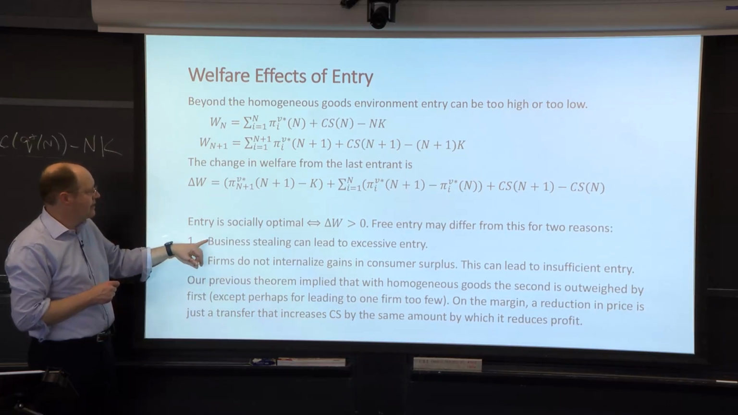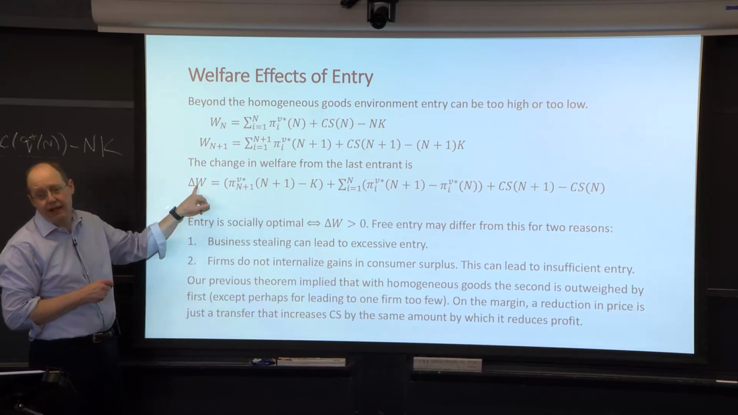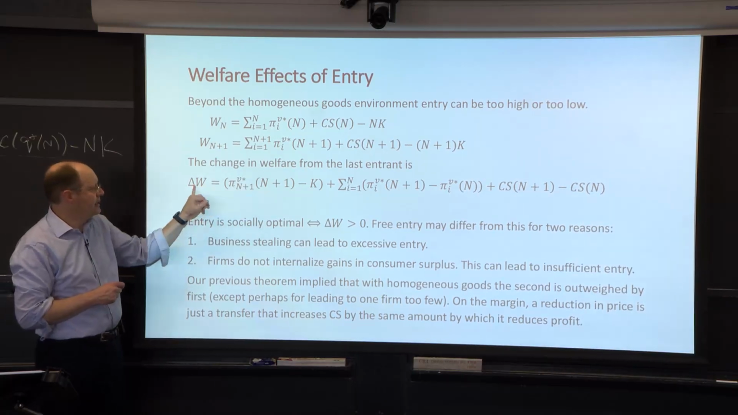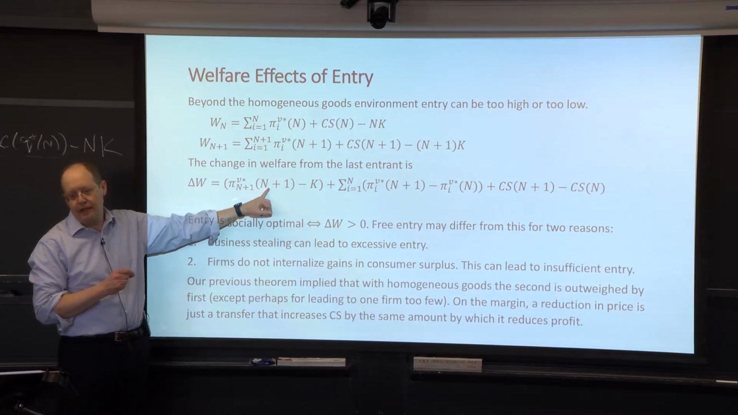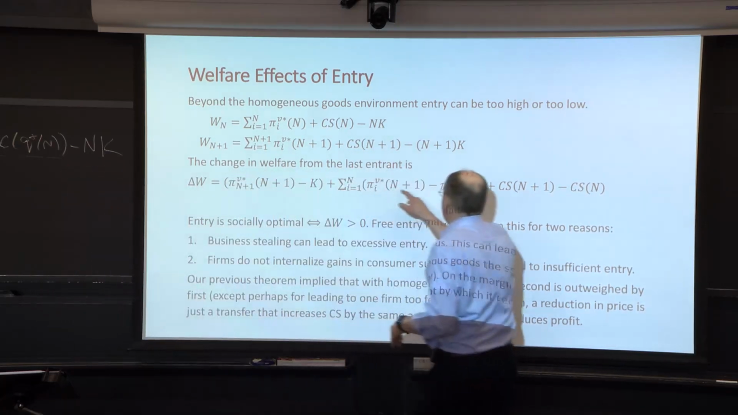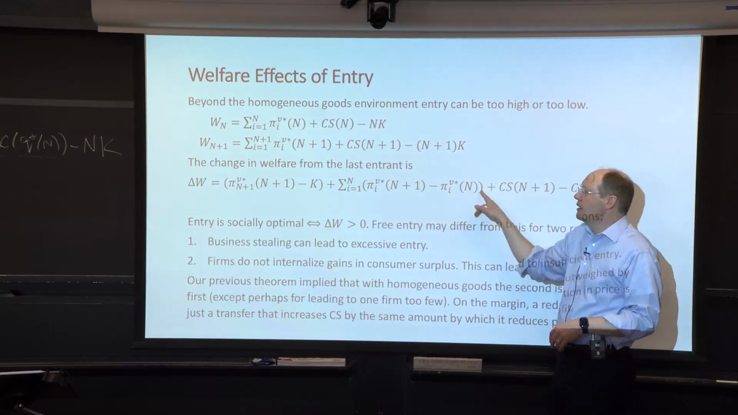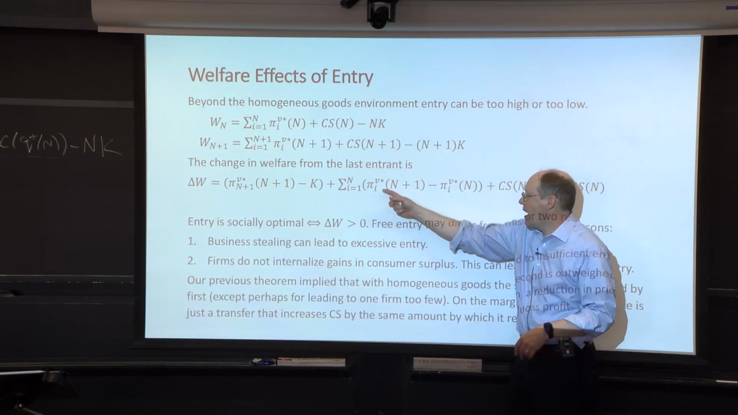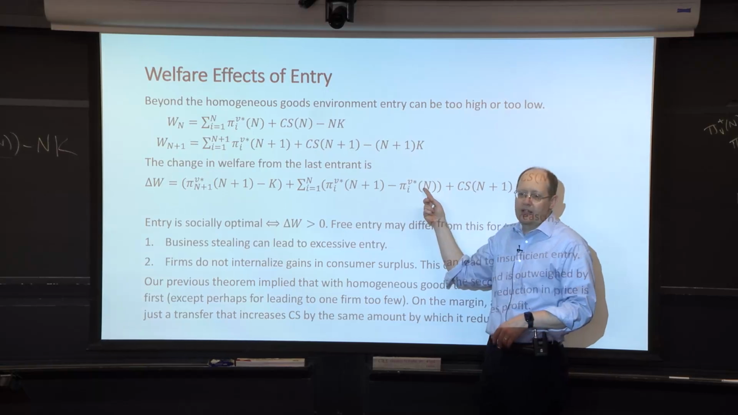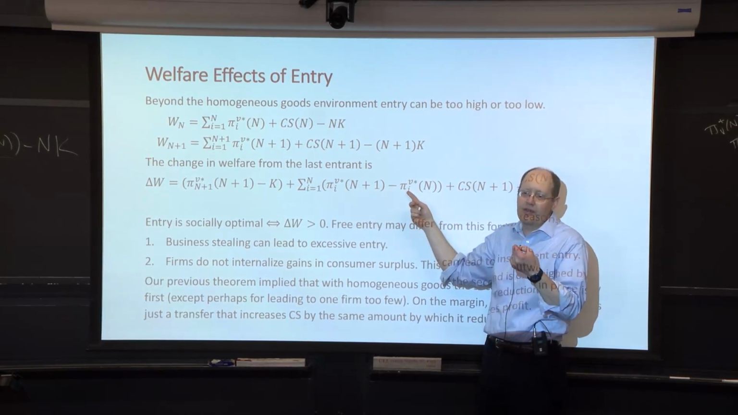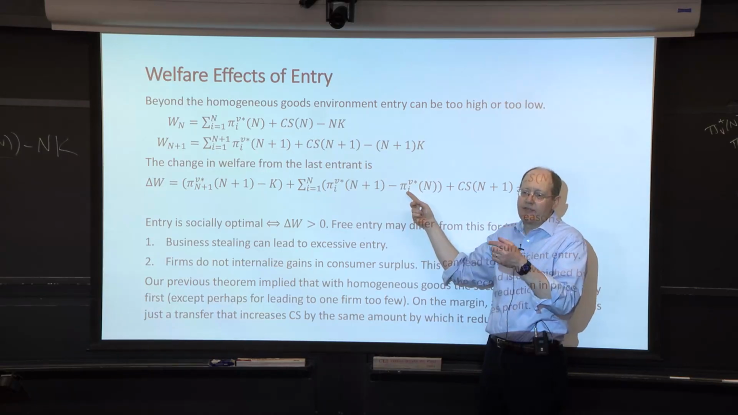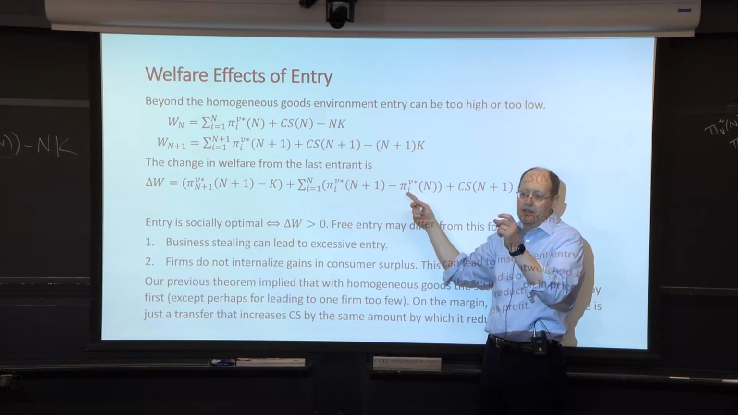Entry would be excessive if this was positive but this was negative. Why could this be positive and this be negative? Well, if this is positive but small, enough to make a firm want to come in, but this is a big negative number. And why could this be a big negative number? This is how every other firm's profits are affected by me coming in. If I drive down prices and I take quantity away from the other firms, they suffer both because the profits they earn on the units they still sell go down, and because they don't sell some units and they don't earn P star minus C.